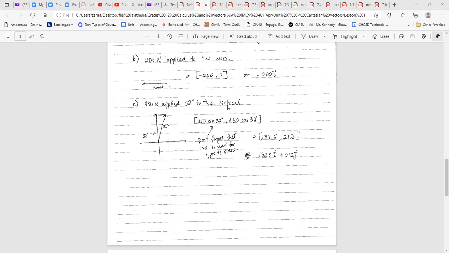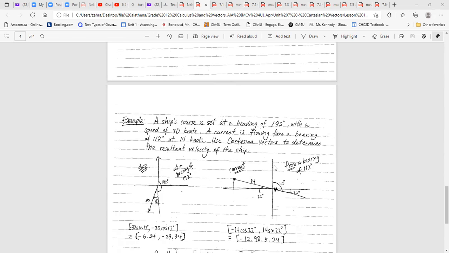150 applied 32 to the vertical. 32 to the vertical is like that. Opposite is going to be your x value. Opposite is sine, so your x value is going to be sine. And adjacent is your y value. Adjacent is cosine. So it's 250 sine 32, 250 cosine 32. And you just put it in a calculator, you get these two numbers. This is your i component, and here is your j component.